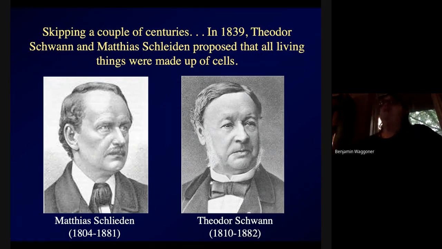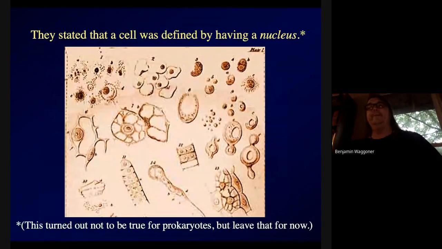And they found that when they looked at plant and animal tissues in their improved microscopes, both of them seemed to be made of a limited number of different types of subunit. And these were the cells that Robert Hooke had found. Schwann and Schleiden proposed that all living things had to be made up of cells. So these are some drawings that they made of cells that they saw.